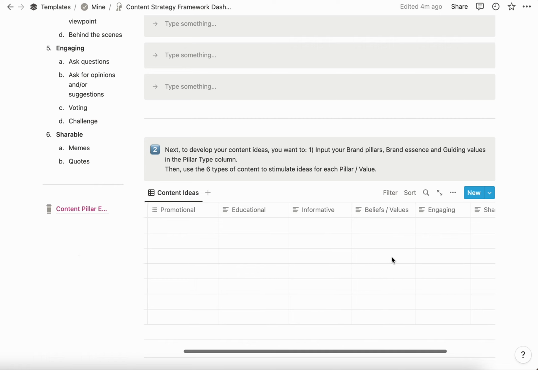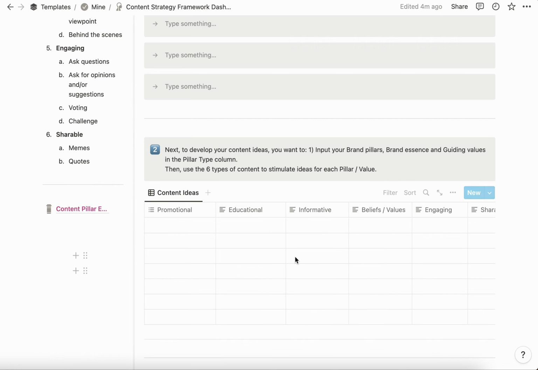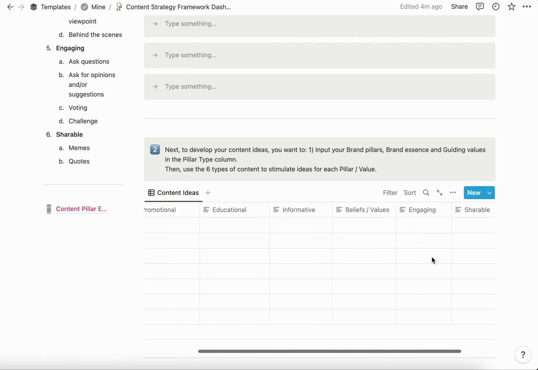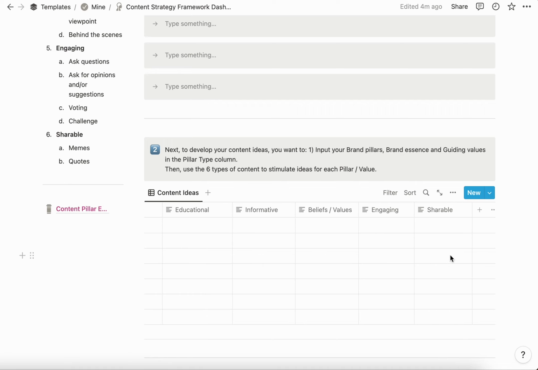Beliefs and values. So here I might give a specific viewpoint. So I believe that most people are telling you that you should be generating leads the wrong way. Here's what I believe instead. Engaging. So I might ask people questions like, what are you currently doing to generate leads for your business? And how effective is that? Shareable might be a meme, some sort of a quote, or something funny about generating leads.